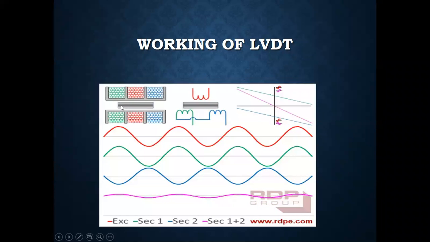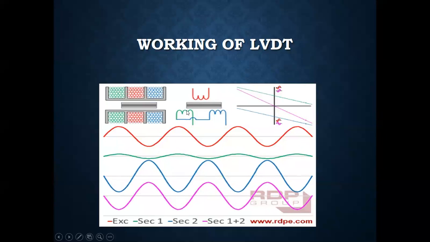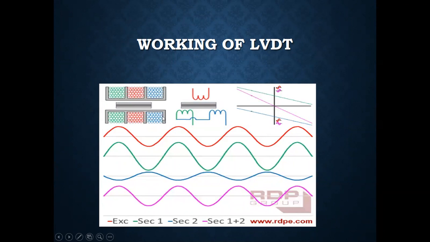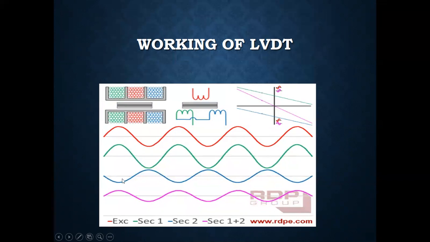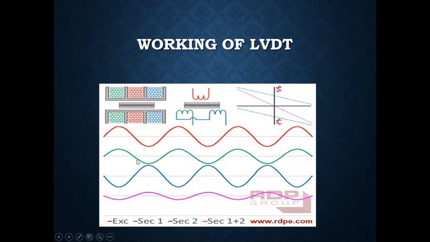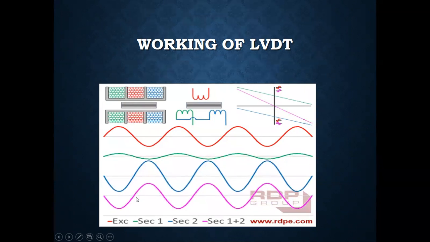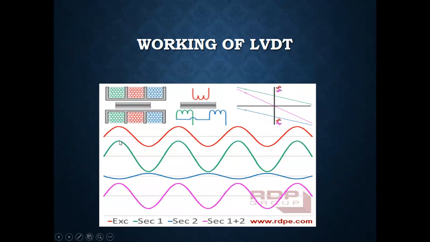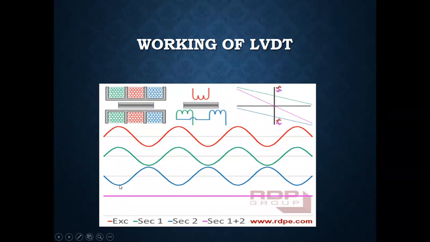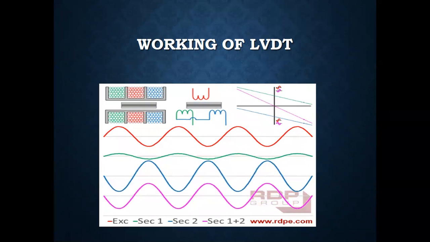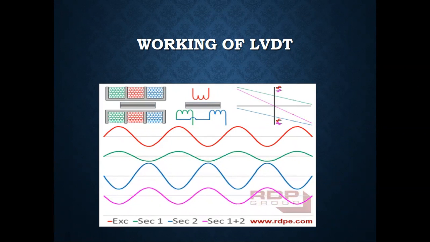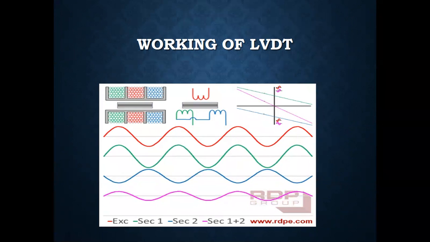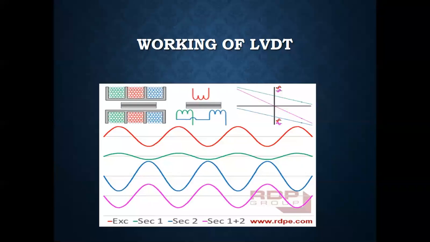So here also you can see the rod is moving left. This is the input. This is one secondary. This is the other secondary. The two are added. Now here is the maximum voltage. At the next instant here is the maximum voltage. Likewise it is varying. So displacement is converted. You can see clearly it shows the working of an LVDT.